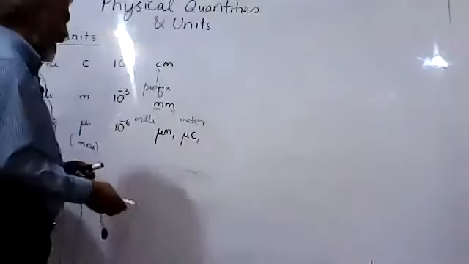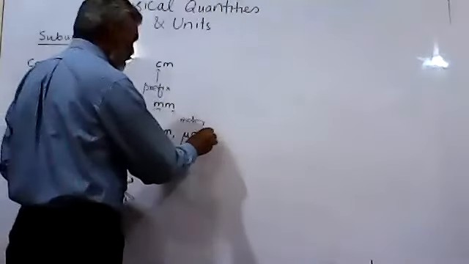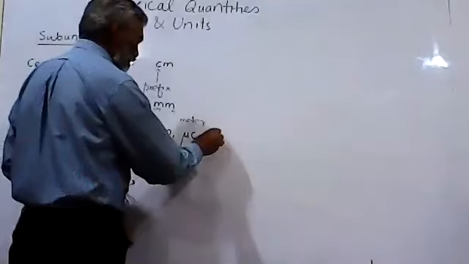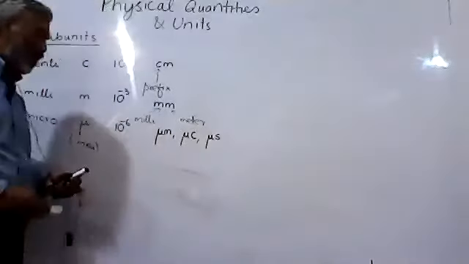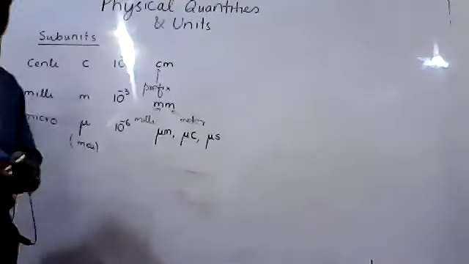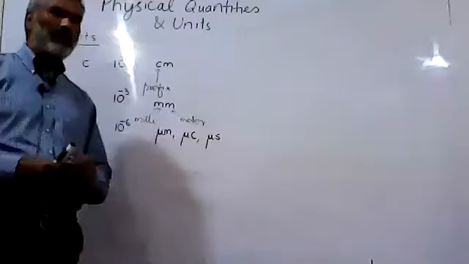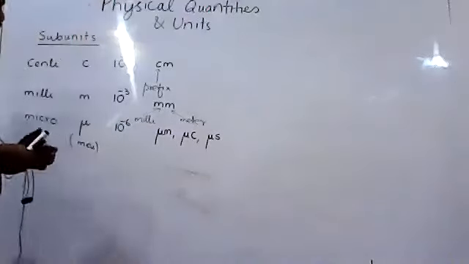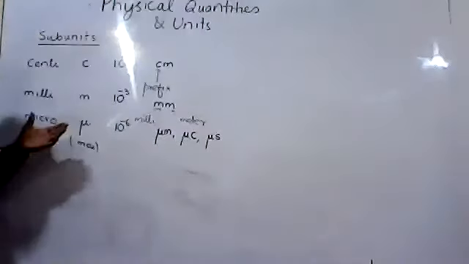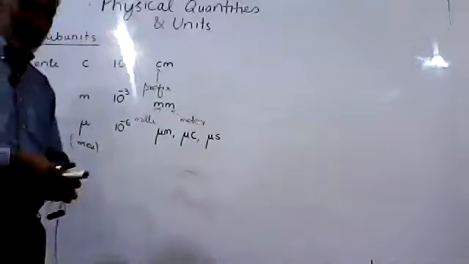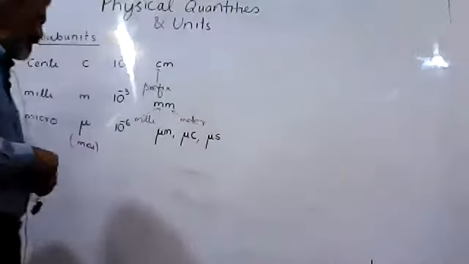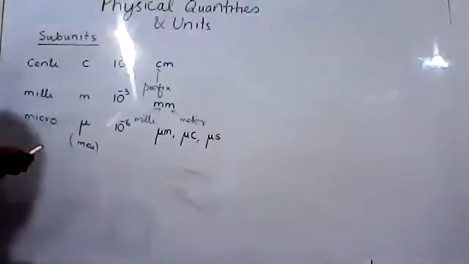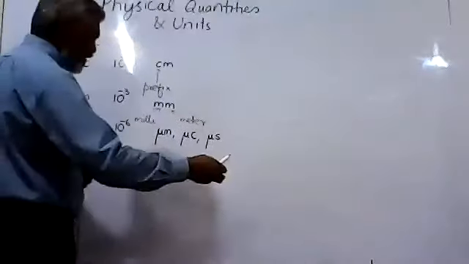If it is time, it could be microsecond. So all the quantities which are measured and they happen to be very small, it is useful to express them in terms of these prefixes. So it saves our zeros.